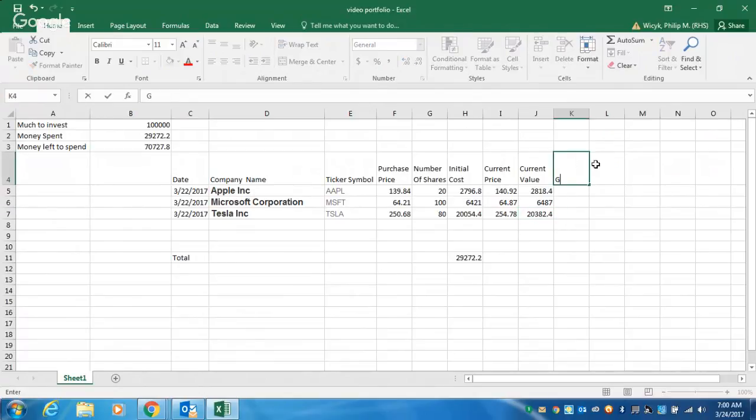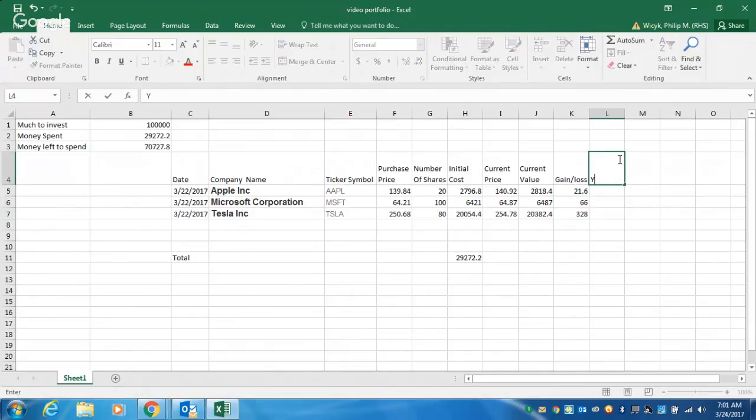The next column we're going to want to figure out is our gain or loss. And gain or loss is simply this. You're going to compare what it's worth today compared to what you spent back then. So with that being said, we're going to use cell referencing again. We're going to take what it's worth today, and we're going to subtract out what we spent when we first purchased it. And if our current value is greater than our initial cost, we're going to have a gain. If our initial cost is greater than our current value, we're going to have a loss. We're going to go ahead and drag that down.